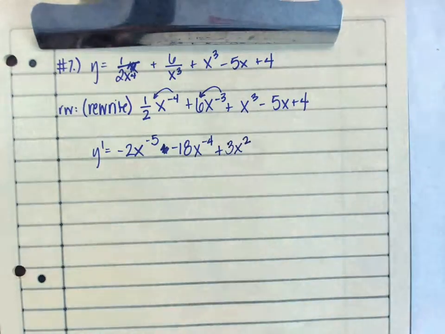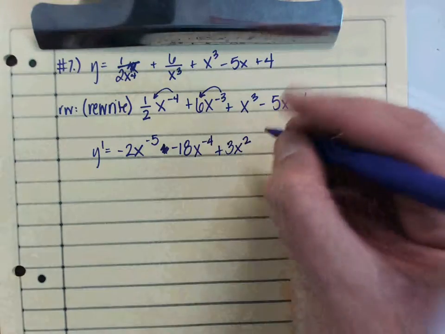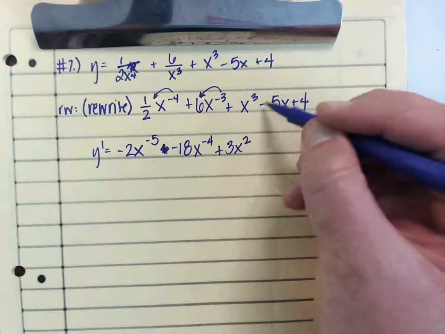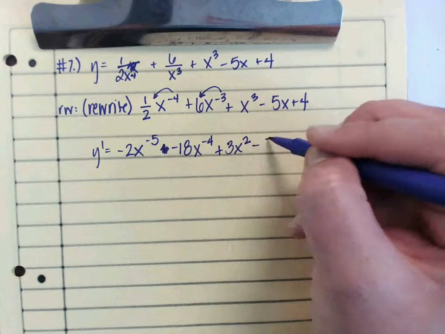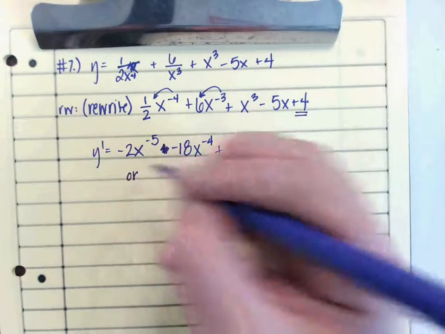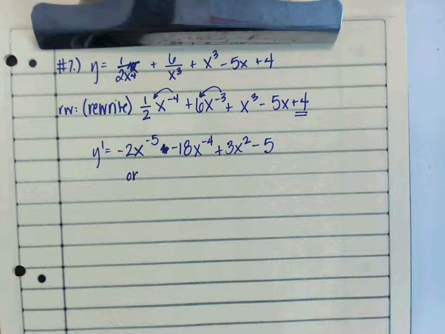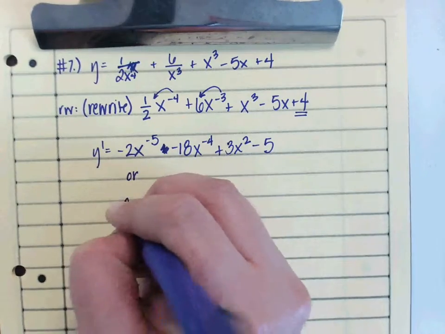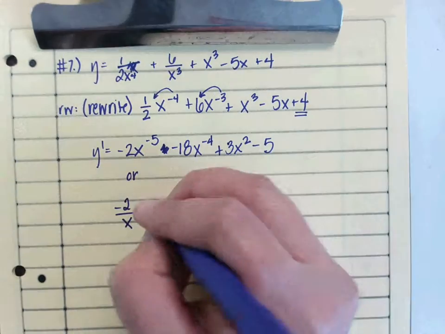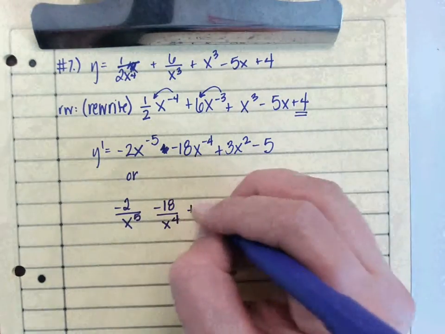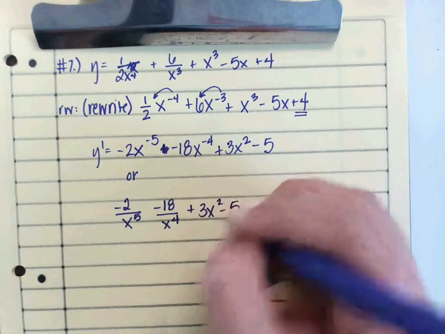3 in the front, x to the 2. Then negative 5x, what is it? 3x squared. Yeah, 3x squared. Then the next term? Minus 5. What about the plus 4? 0. Okay, rewrite it without any negative exponents. So we'd have negative 2 over x^5 minus 18 over x^4 plus 3x squared and then minus 5.